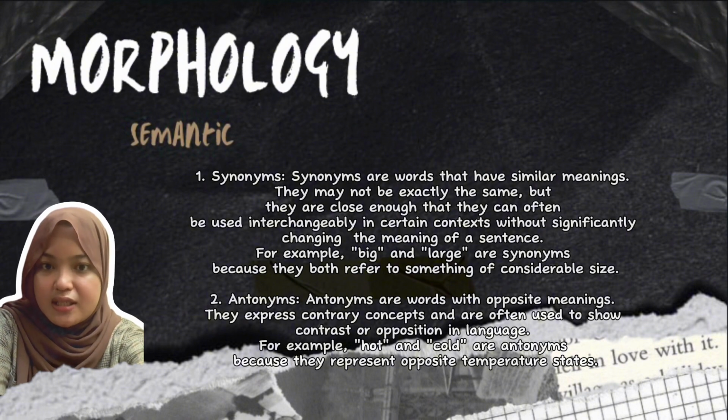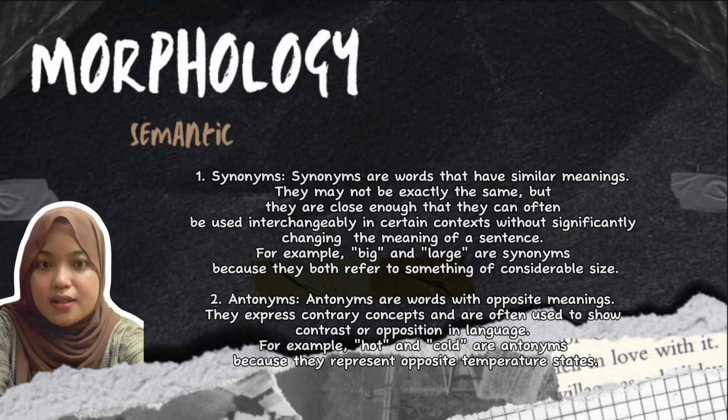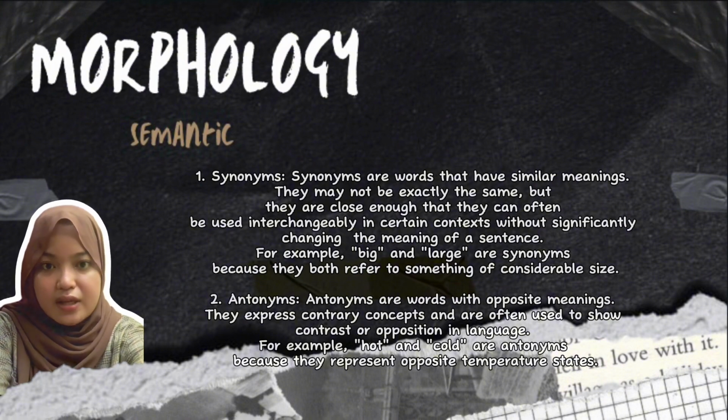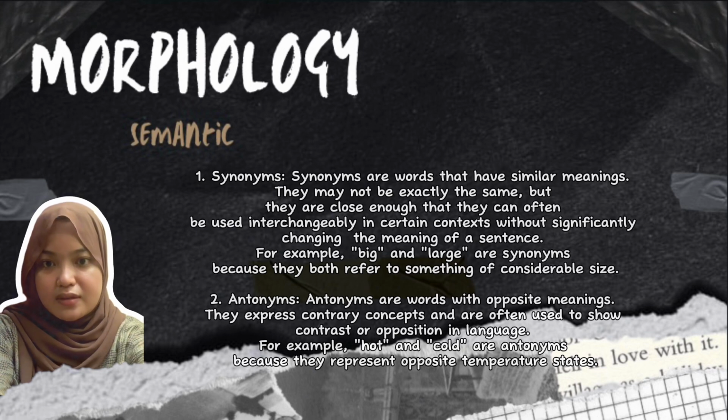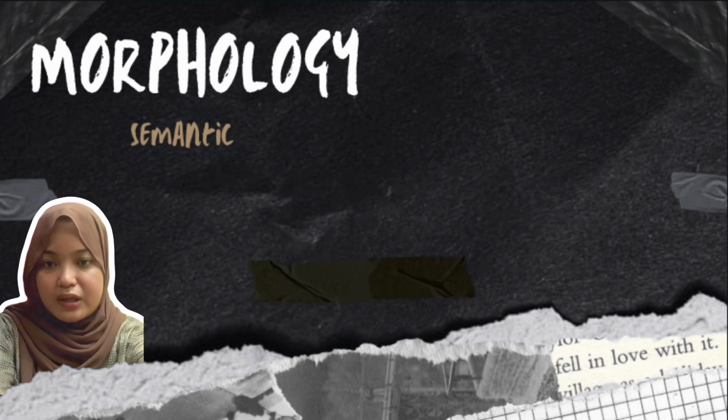The second is antonyms. Antonyms are words with opposite meanings. They express contrary concepts and are often used to show contrast or opposition in language. For example, hot and cold are antonyms because they represent opposite temperature states.